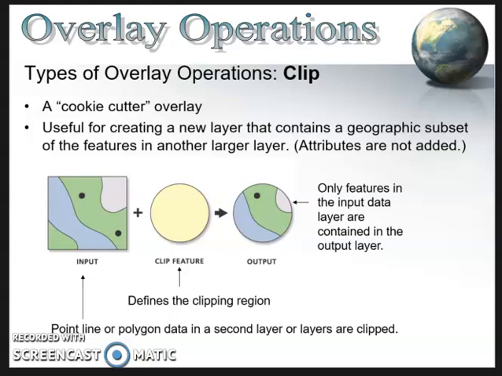A clip is an overlay operation that uses one feature to serve as the outer boundary of another feature. Clip is commonly referred to as a cookie cutter overlay. If you have ever baked cookies, you might be familiar with the concept behind this operation. A polygon layer called the clip feature works like a cookie cutter when overlaid on top of a second layer, the input, which acts like the cookie dough. The output is the copy of the input layer, but with the extent and shape of the clipped feature.